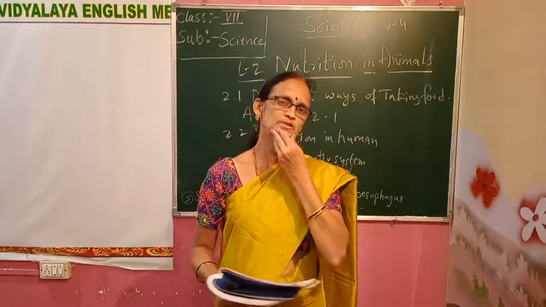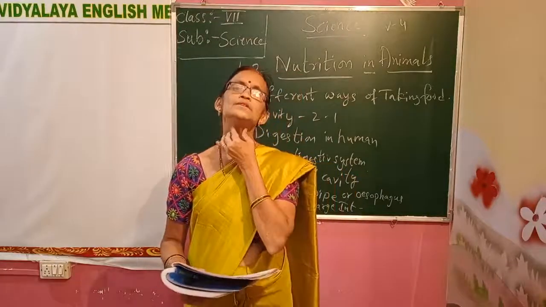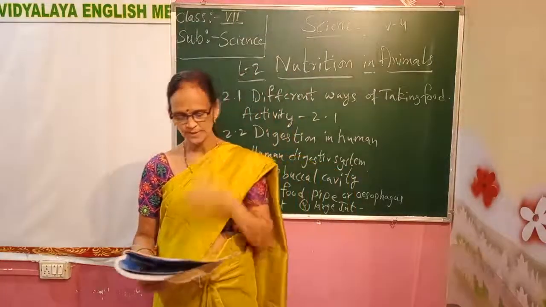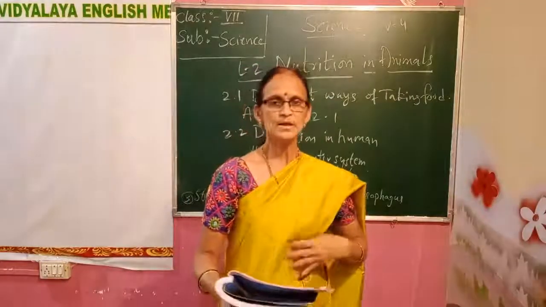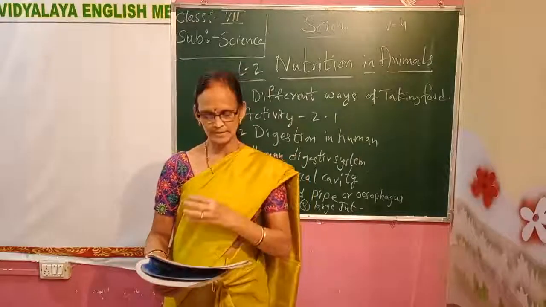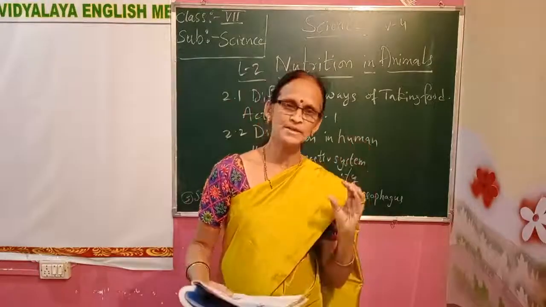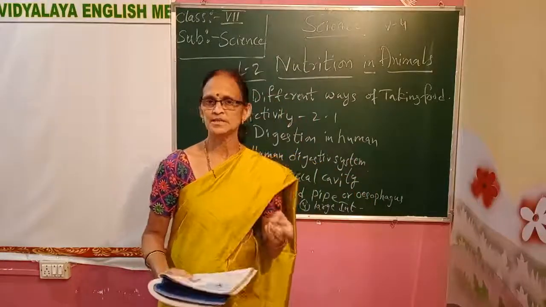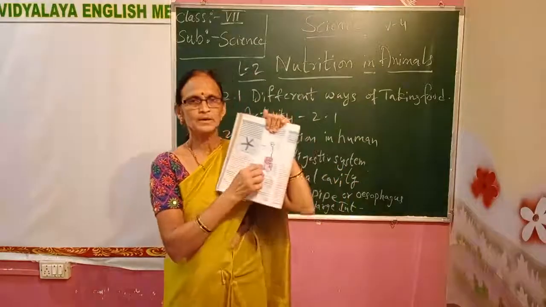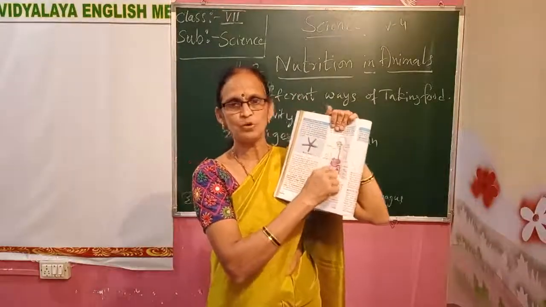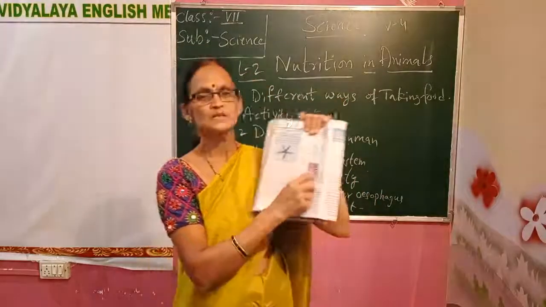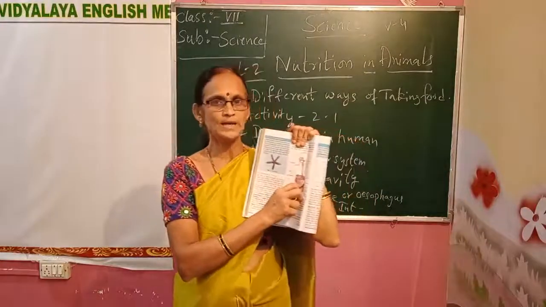Here, this small part is called the buccal cavity. This is called the food pipe, also called the esophagus. Next it is carried to the stomach. We have a small intestine and a large intestine. You can see here a rope-like structure in your stomach in this picture. One is the small intestine and one is the large intestine.